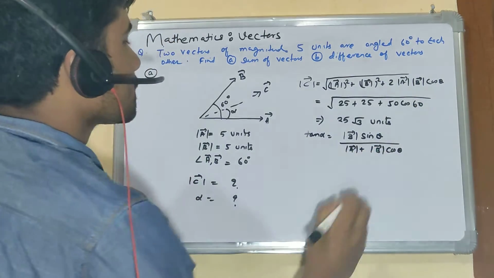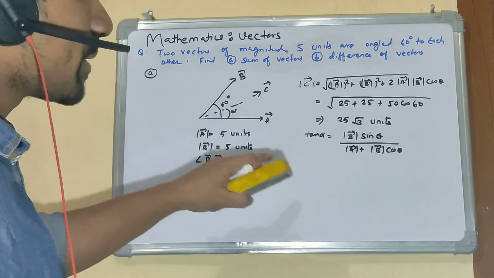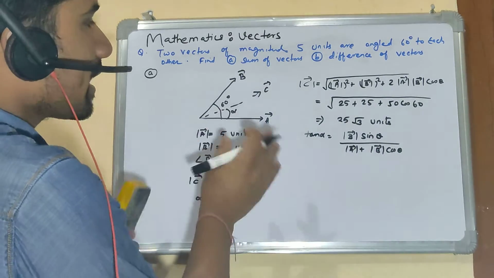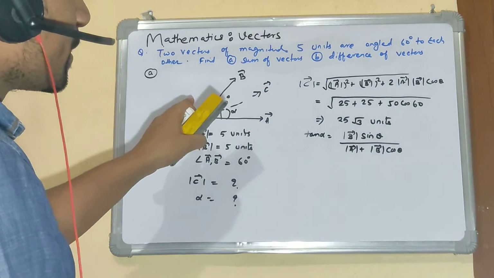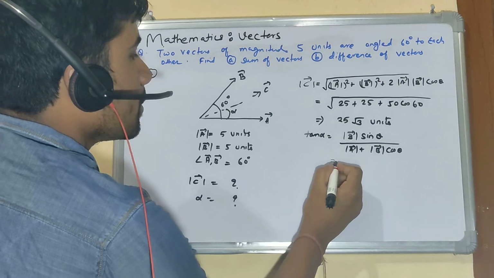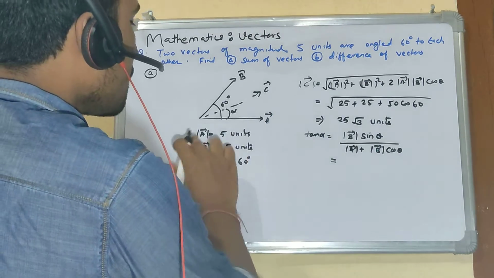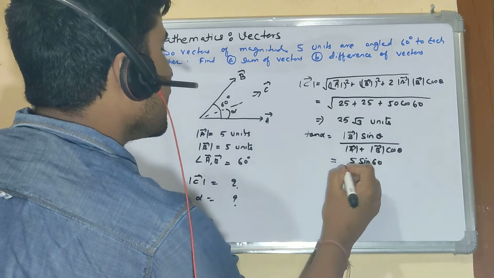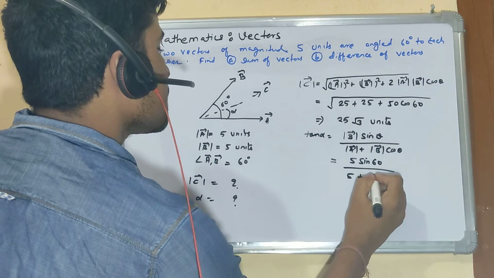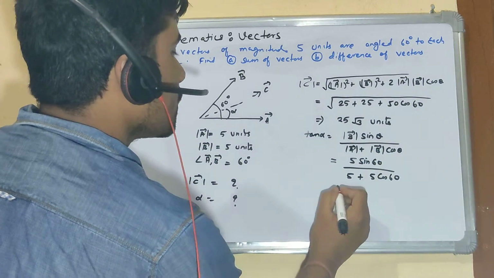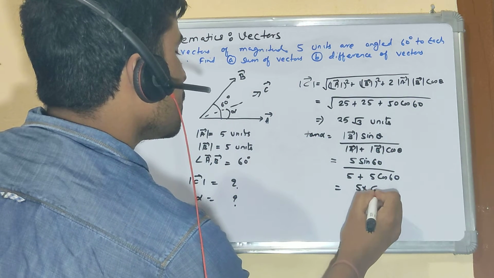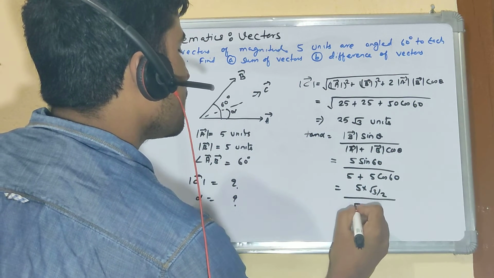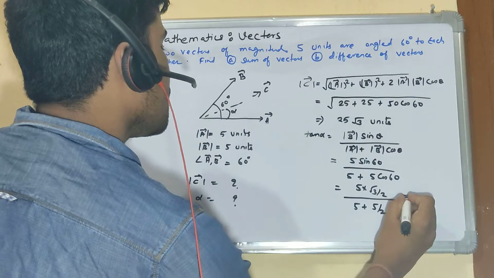Clear? So I'm finding this alpha with respect to a, right? With respect to b, I can calculate by doing 60 minus alpha, right? So this magnitude of b vector is what? 5. Sine theta is what? Sine 60. A is again 5. This is again 5 cos 60, right? So this is nothing but 5 into root 3 by 2 by 5 plus 5 by 2, right?